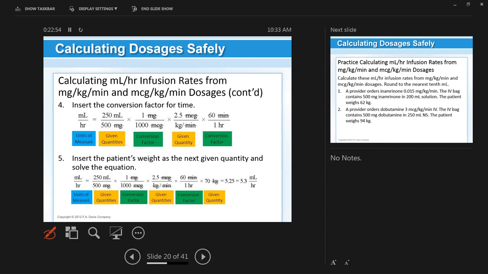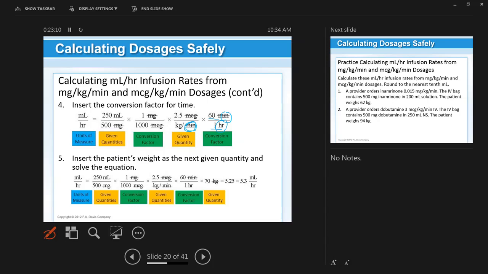So we have identified we're going to get rid of minutes. So we've got minutes here, we're going to put minutes up here, we're going to add minutes over hours, and now I will enter in that there's 60 minutes in 1 hour. Our next step then is that we need to identify how to get rid of kilograms.